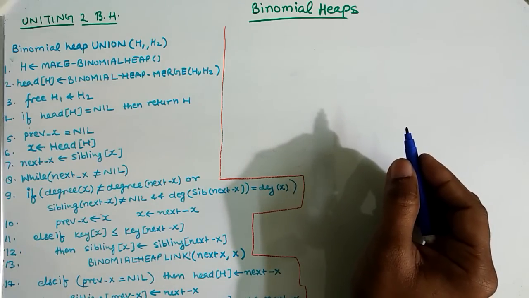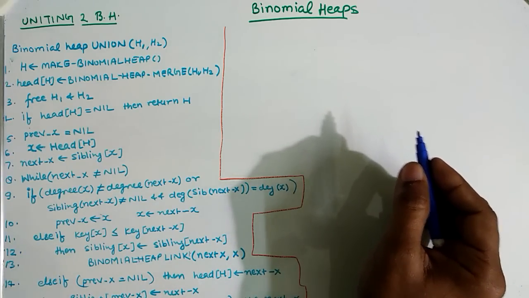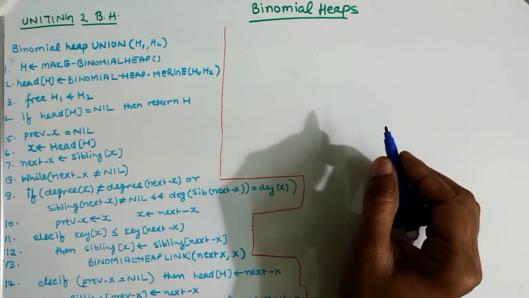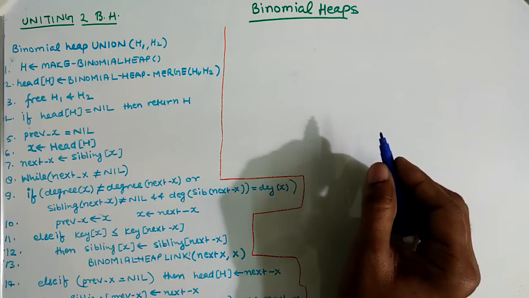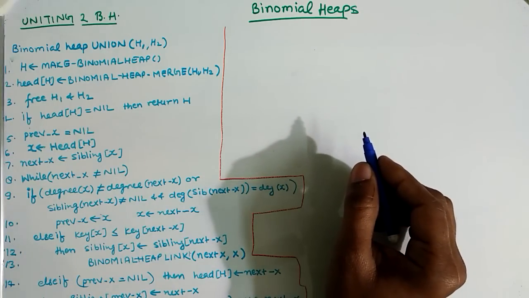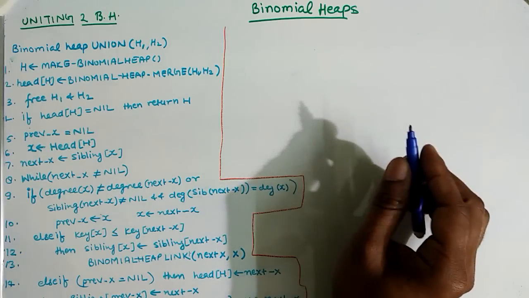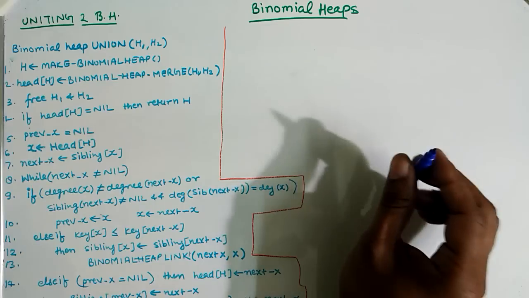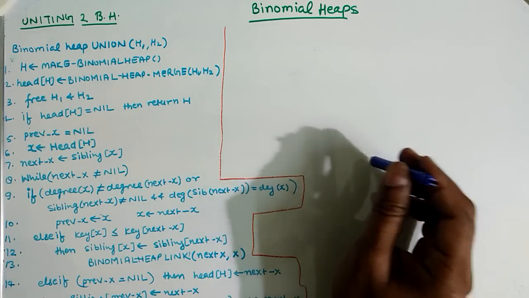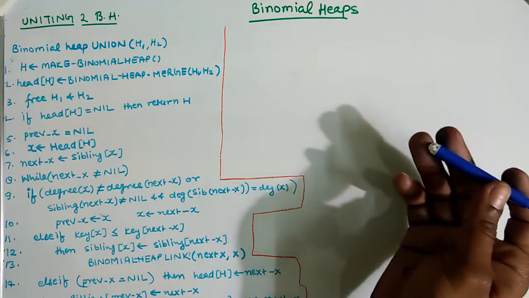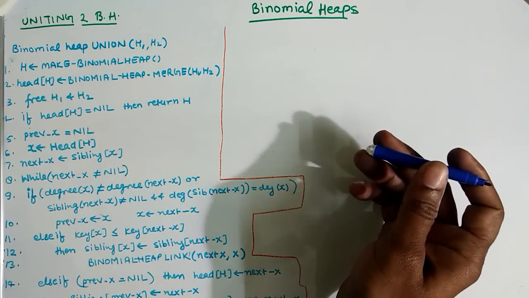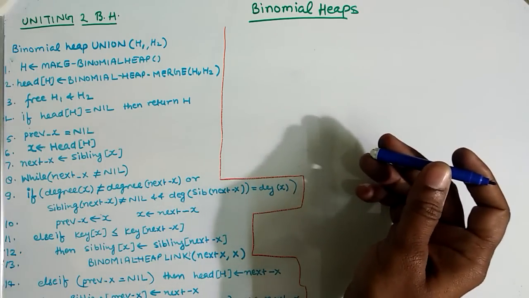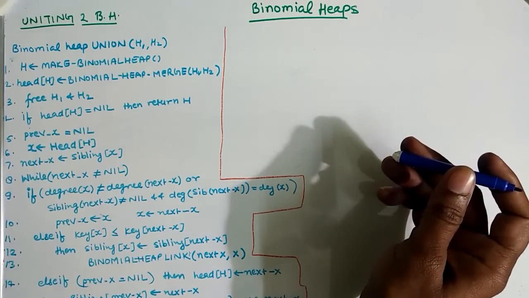So the binomial heap union procedure, what it does, it repeatedly links the binomial trees whose roots have the same degree. Because the property of binomial heap is that we do not have the same degree roots in the root list. So when we merge two binomial heaps, it will repeatedly link the roots with the same degree. For linking, it will call the binomial link procedure.